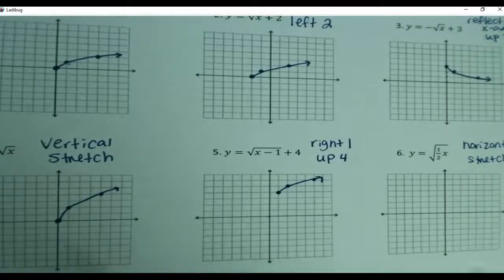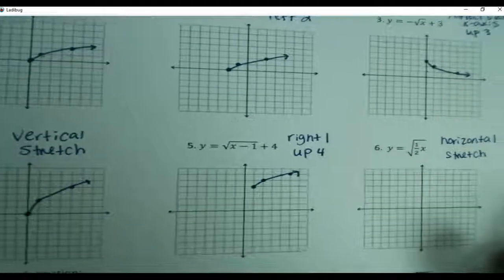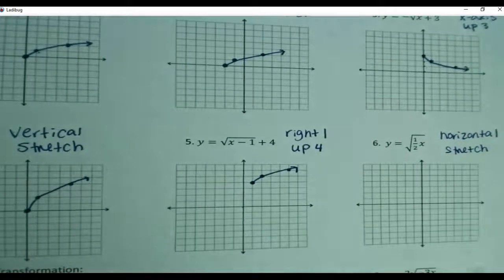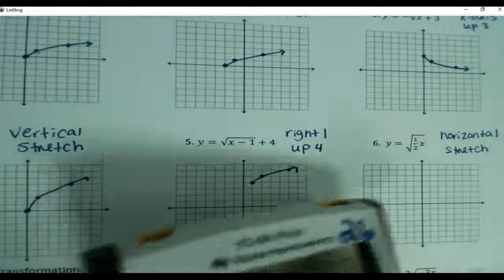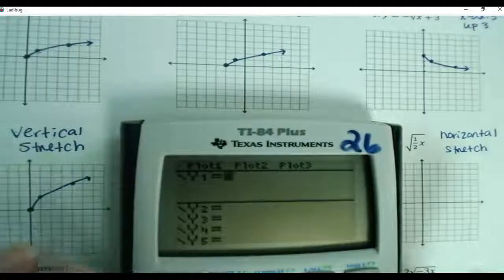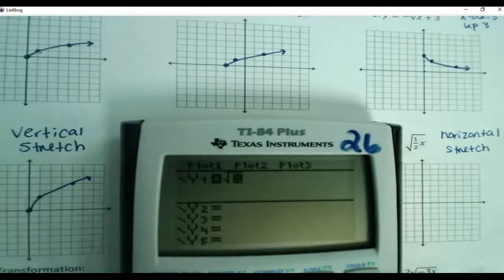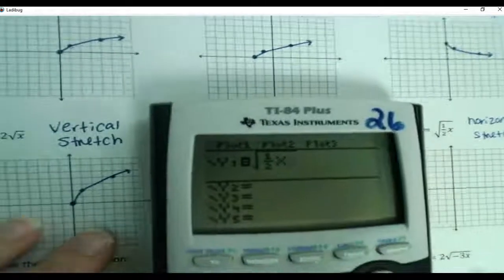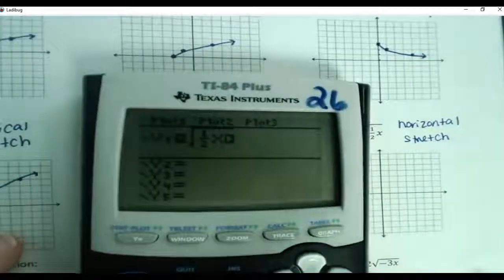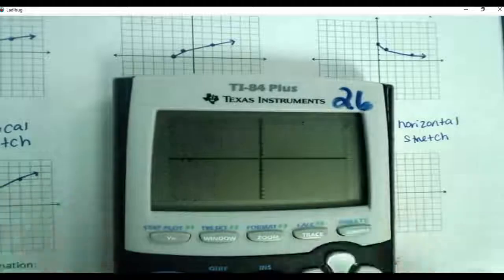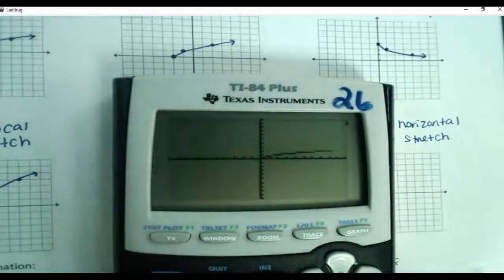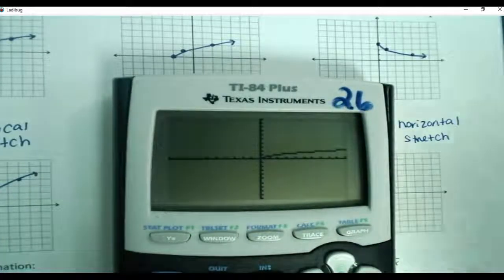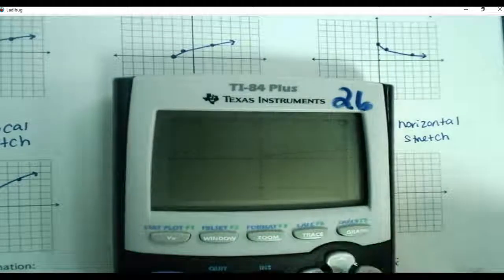And so the first one, it was vertical, we multiplied our y's by 2. This one is horizontal, so our x's are the ones that get multiplied. But again, it's kind of strange, so let's just type it in and see what happens. So the square root of 1/2 x. So again, we can graph it and see what it looks like. Looks pretty similar, but let's look at what happened to our points.